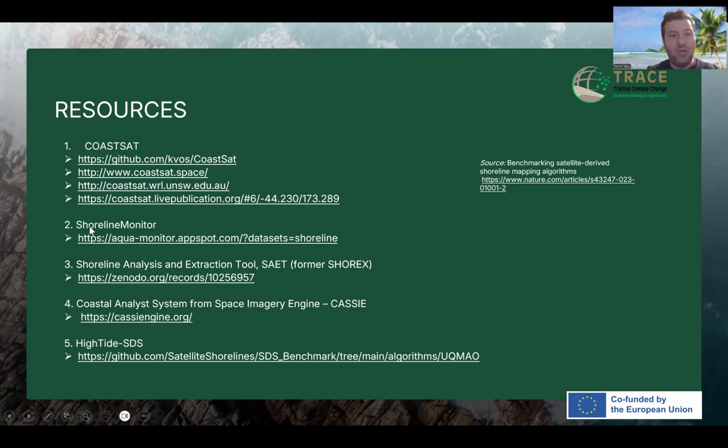Also, there is a worldwide database of shorelines which is called Shoreline Monitor. You can find it at this link. Also, there is a shoreline analysis and extraction tool, SAET. You can find it here. A coastal analysis system from Space Imagery Engine, CASI. It has many different things, not only related to shorelines, and you have the link here, and also the high tide satellite derived shorelines at this link.